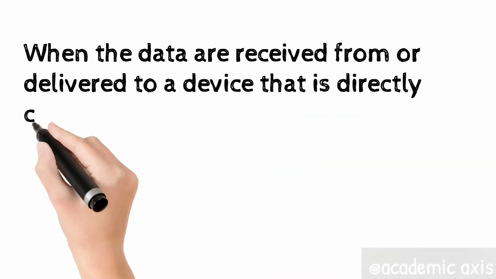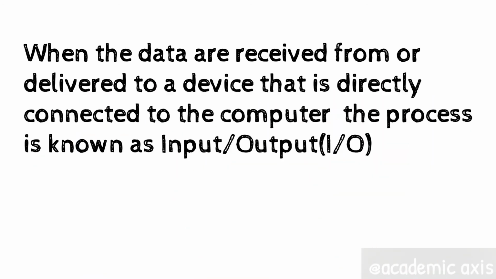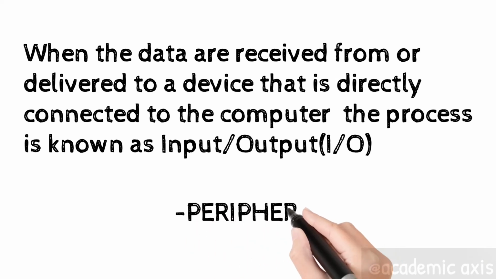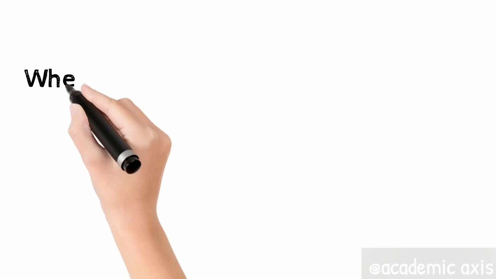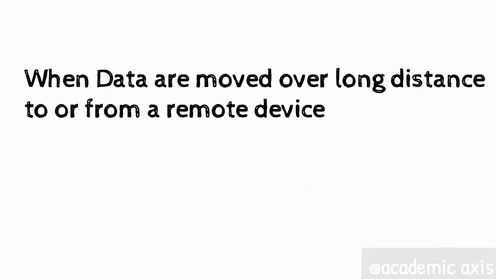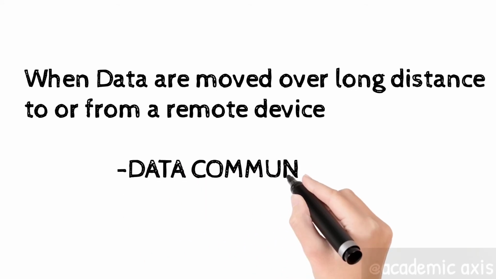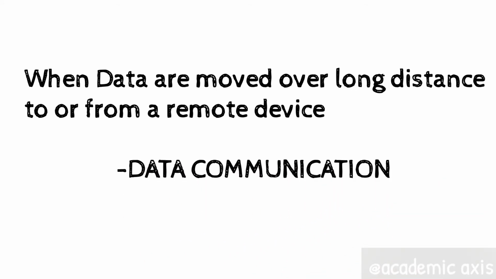When the data are received from or delivered to a device that is directly connected to the computer, the process is known as input or output, and the device is referred to as a peripheral. When data are moved over a long distance to or from a remote device, the process is known as data communication.